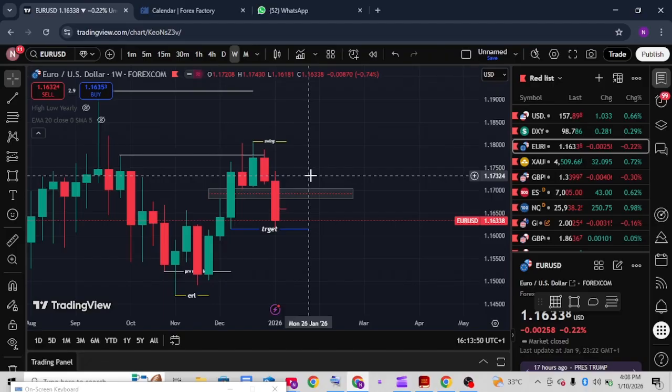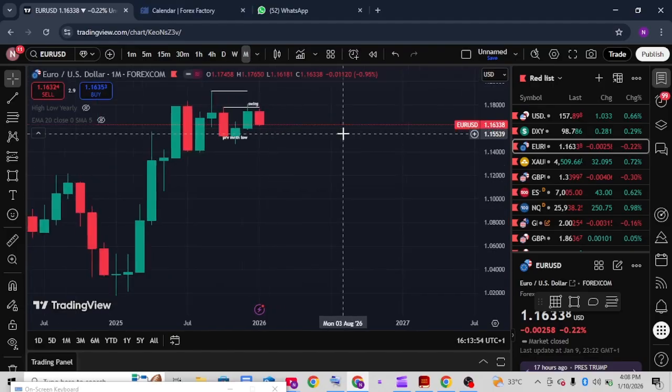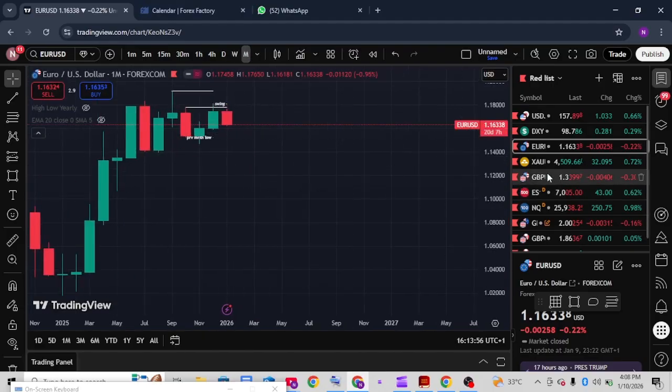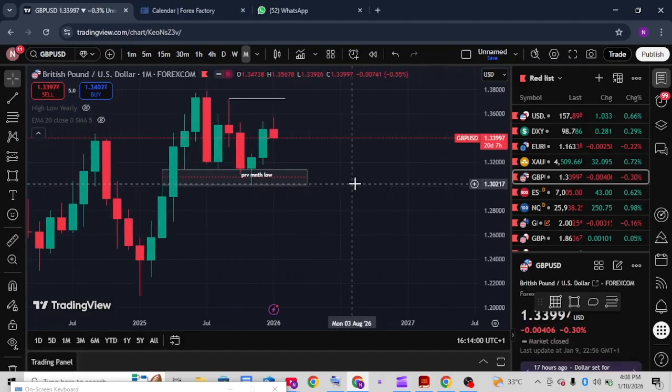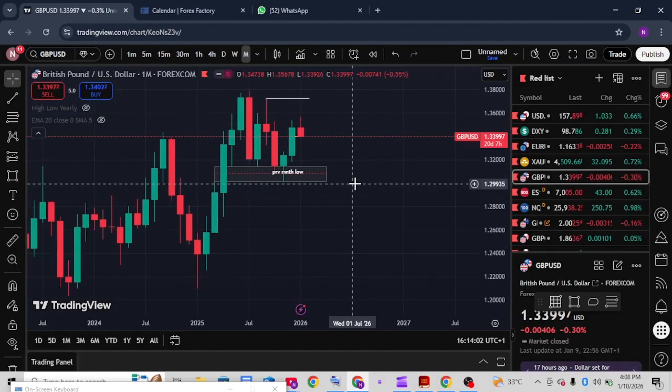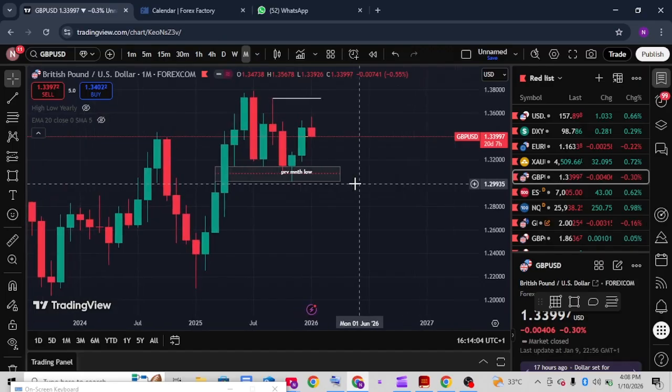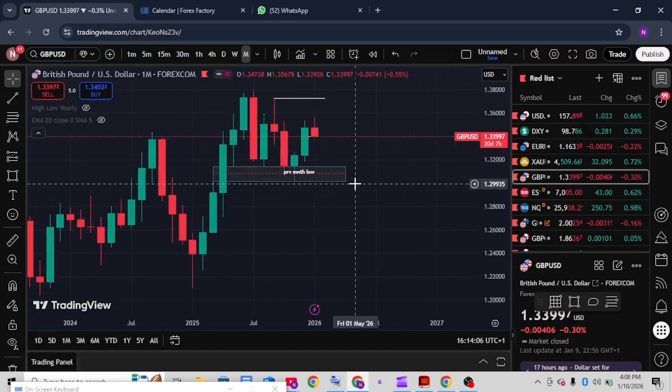on GU. Let me just quickly show that on GU, why my bias is bullish. If you have any question, you can leave it in the comment section. Now GU is more presentable, unlike EU.